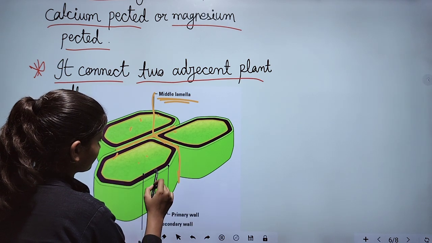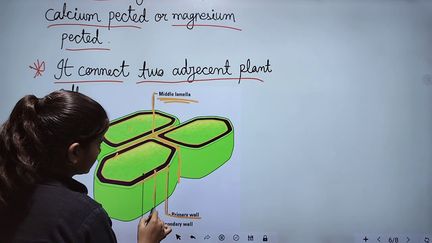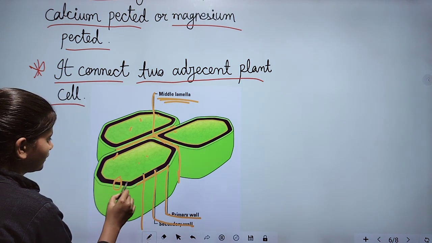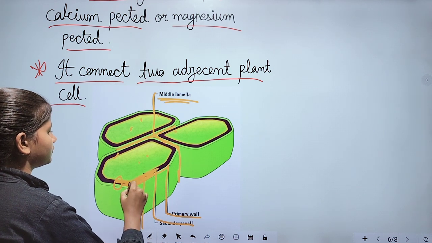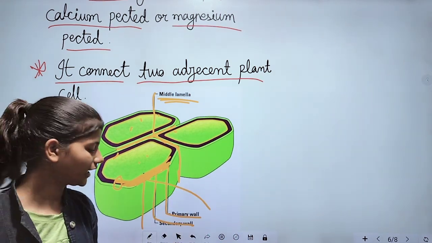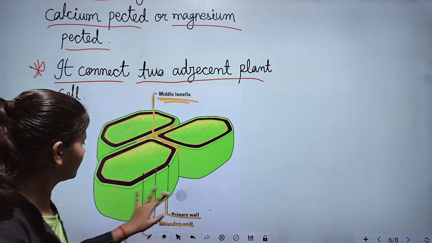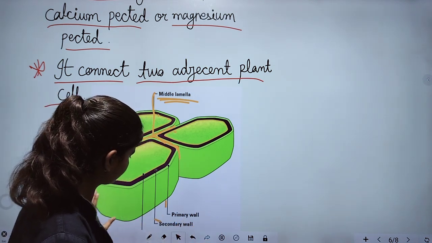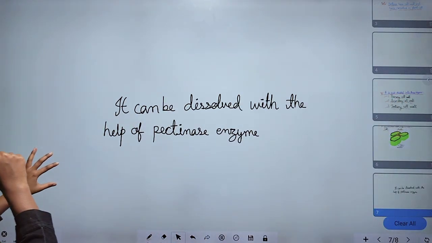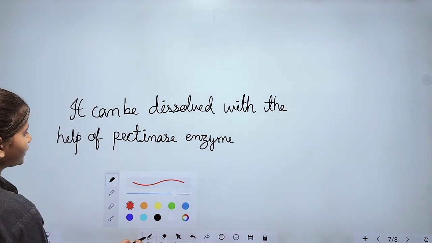This one is the primary cell wall, secondary cell wall, and tertiary cell wall, and they are collectively known as what? Cell wall. This is about the middle lamella. And now the next point.